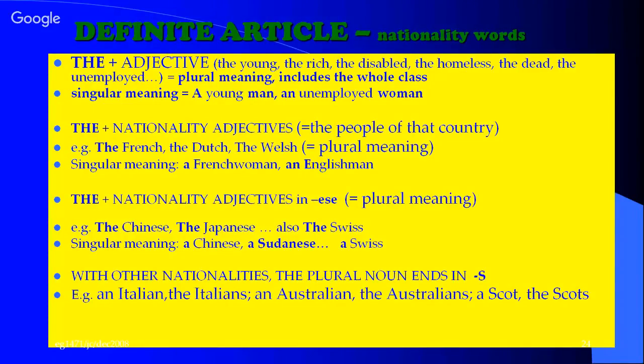The plus nationality adjectives. Nationality adjectives, that is Indian, Sri Lankan, Bangladeshi. So these are nationality adjectives. It means the people of that country: the French, the Dutch, the Welsh. They give the plural meaning. Singular meaning, we say a French woman, an Englishman. The plus nationality adjectives in ESE, like Chinese, Japanese, Swiss. Singular meaning, a Chinese, a Sudanese. With other nationalities, the plural ends in S: an Italian, the Italians, an Indian, the Indians, an Australian, the Australians, a Scot, the Scots.